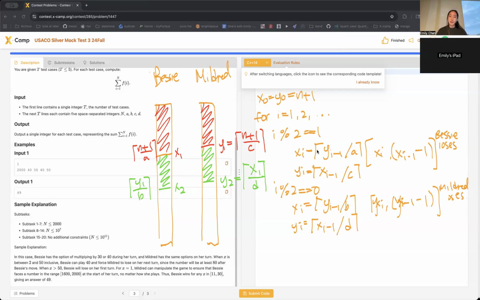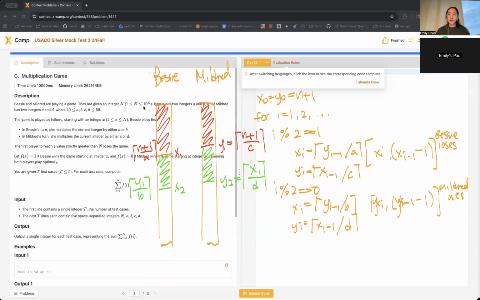And you do this and so on, and you can find that this would actually work to find the answer for any n up to 10 to the 11th. Great, and that is how you do the problem. Oh yeah, the time complexity for this would be the log of n with base the minimum of A, B, C, and D, which, as you can see, is much better than the O of n for n equals 10 to the 11th from before.